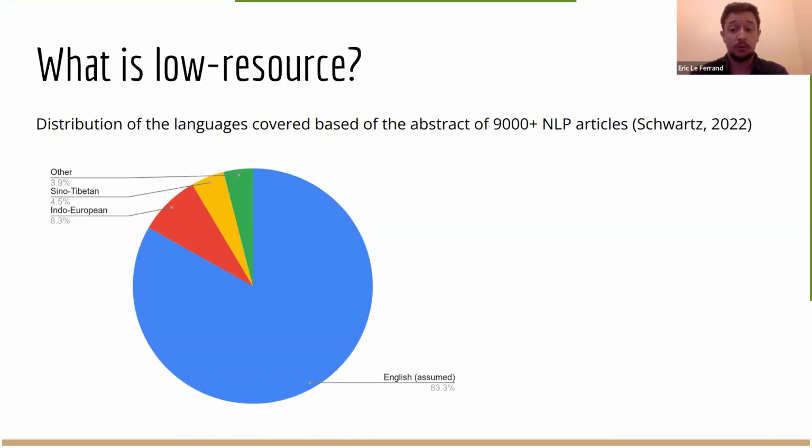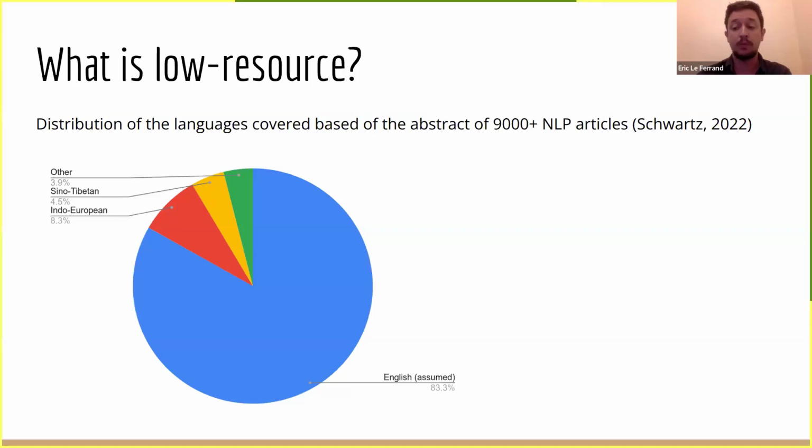So what is low resource? I put that here and we're going to answer this later. I made these charts to summarize the point of Len Schwartz in 2022. Among about 9,000 abstracts from the ACL anthology, which is the main anthology for natural language processing, 83% of publications do not mention any languages, assuming English as a language of focus.